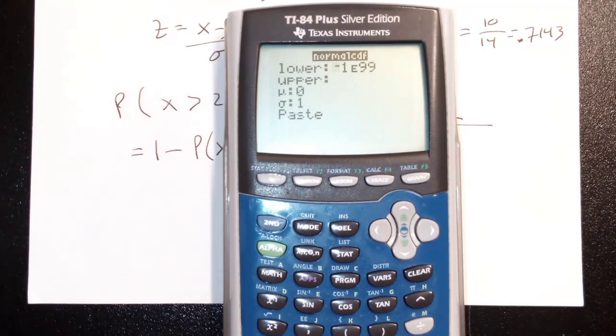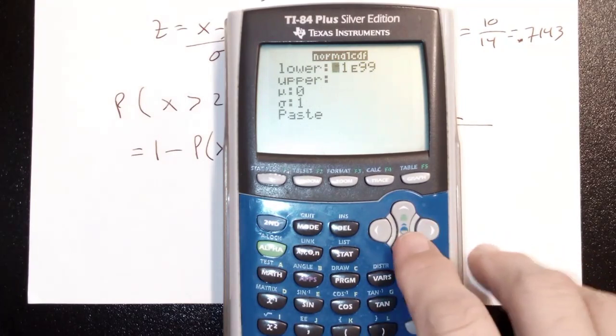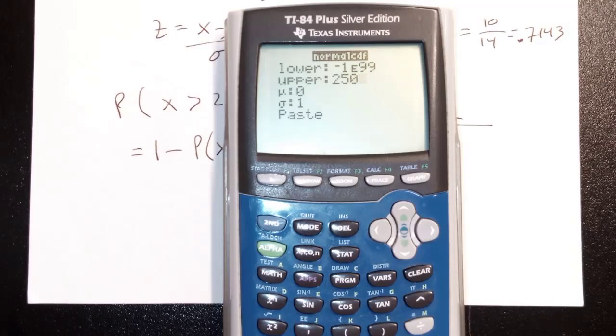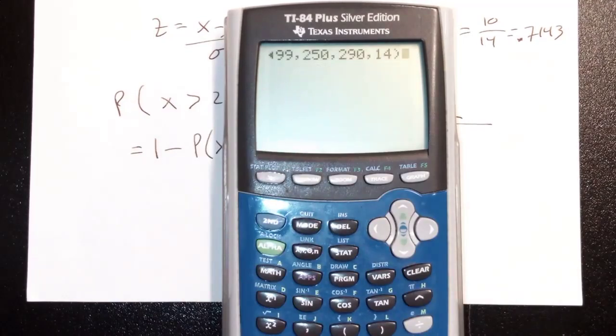We don't have to use a z-score here. We can use the x's. So I can tell it I'm going up to 250 with an average of 290 and a standard deviation of 14. I don't have to convert to z unless I'm using the paper table. I hit paste, and it types it out as a command in the front line. When I hit enter, it does the calculation for me.